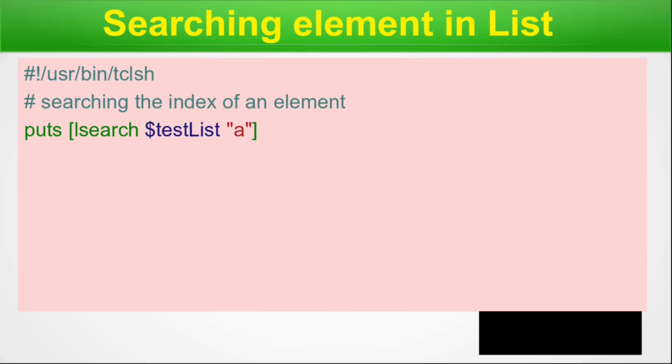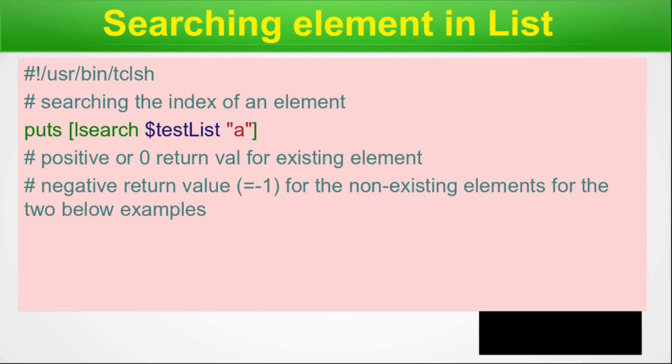And in the angle brackets you can see the lsearch, and we use the list, test list, and then A. So this is for your educational purpose. This is not going to run right now. A positive or 0 return value means an existing element. So if it returns 0 or a positive number, that means this particular element A does exist in the test list. A negative return value, say -1 or something other, means a non-existing element, which we will show by an example down below.